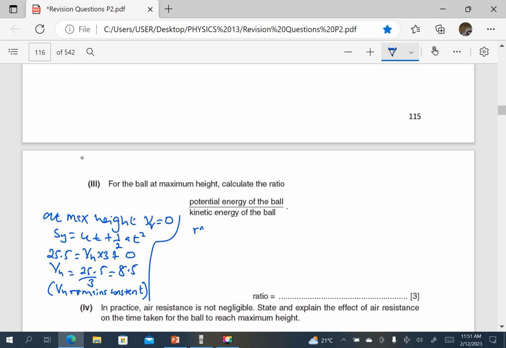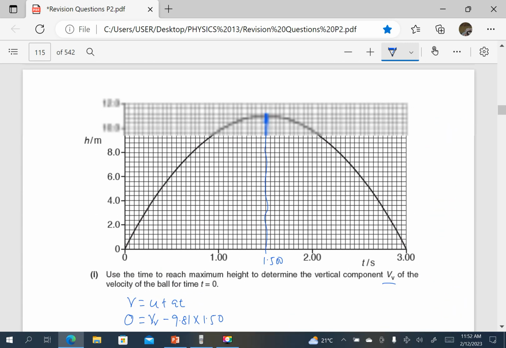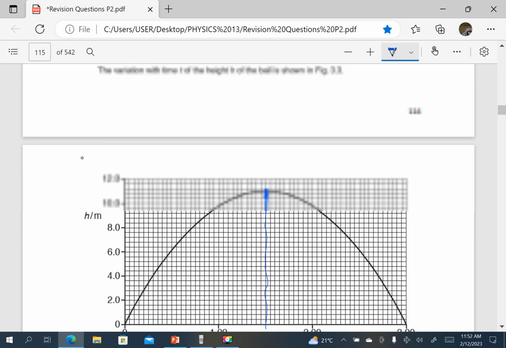So the ratio is now the one I want to look at. The ratio is going to be equal to, for potential energy mgh, for kinetic energy a half mv squared. So m has cancelled. The 2 in the denominator goes up, so it will become 2 times g, which is 9.81, times h. H we can get from the graph, the maximum height.